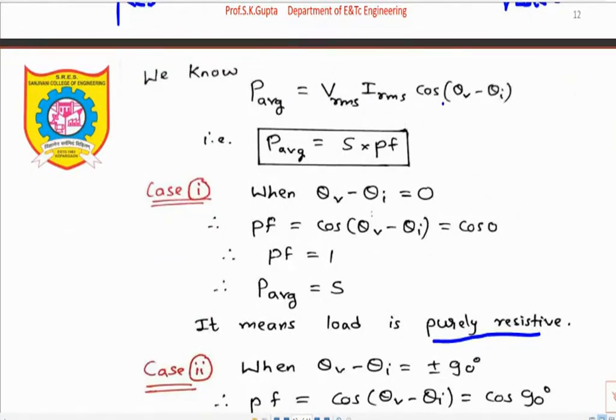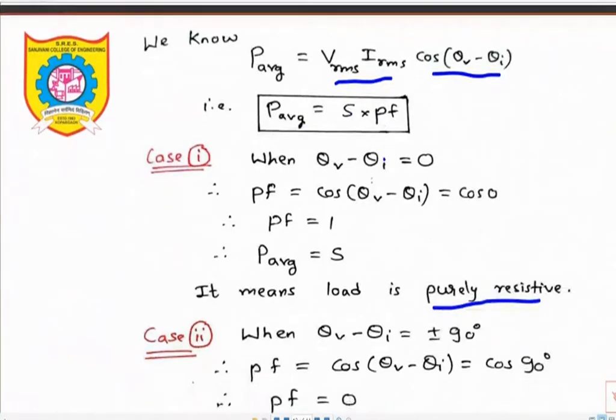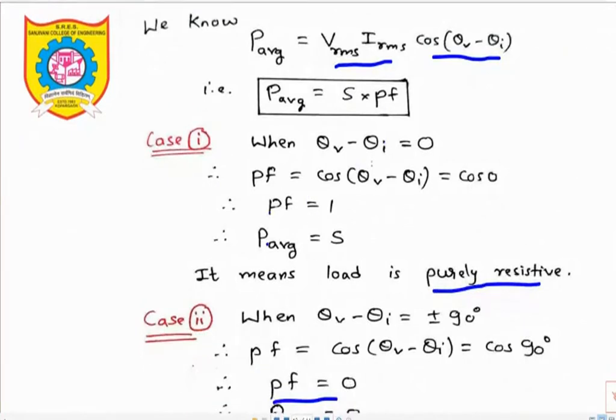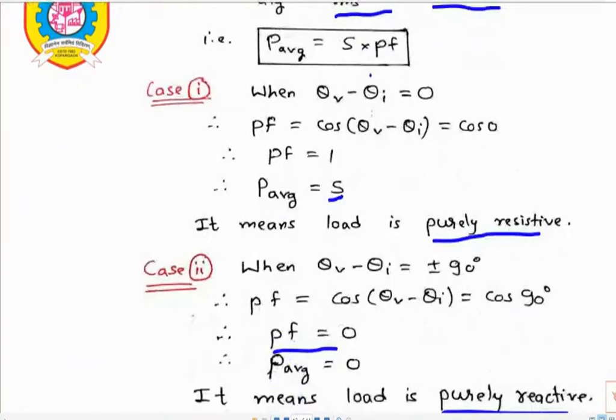And this first term is the apparent power and this second term is the power factor. So your average power formula can be apparent power into power factor. And when your power factor is 1, average power is apparent power. And when your power factor is 0, so what will be average power? S into 0, that means average power is 0.